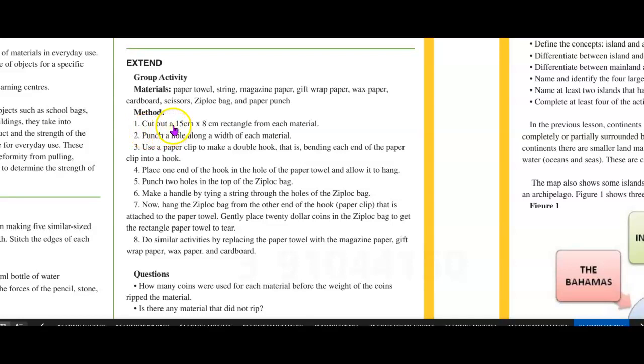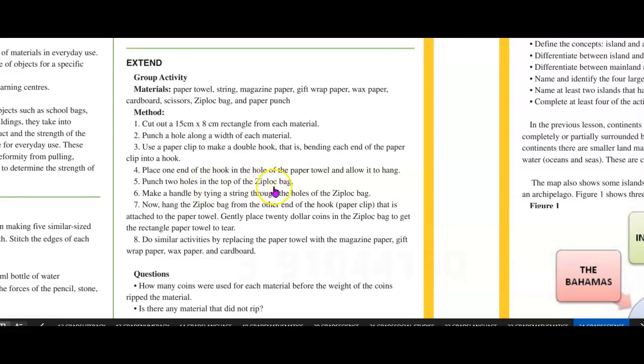1. Cut out a 15 centimeter by 8 centimeter rectangle from each material. So you must have one for the paper towel, the string, the magazine paper, and so on. 2. Punch a hole along a width of each material. 3. Use a paper clip to make a double hook, that is, bending each end of the paper clip into a hook. 4. Place one end of the hook in the hole on the paper towel and allow it to hang.